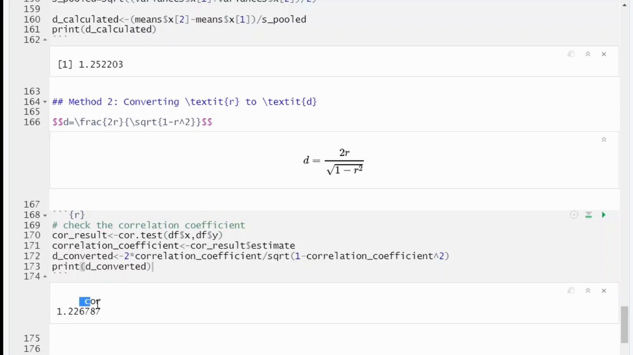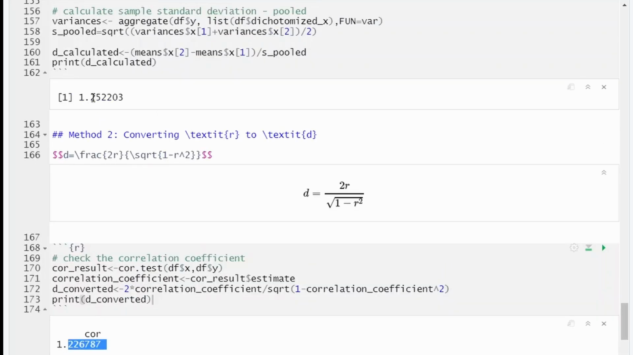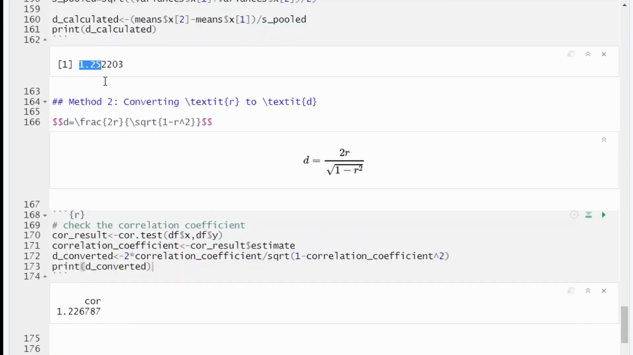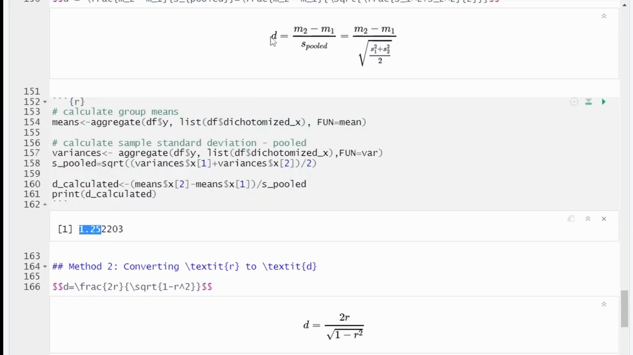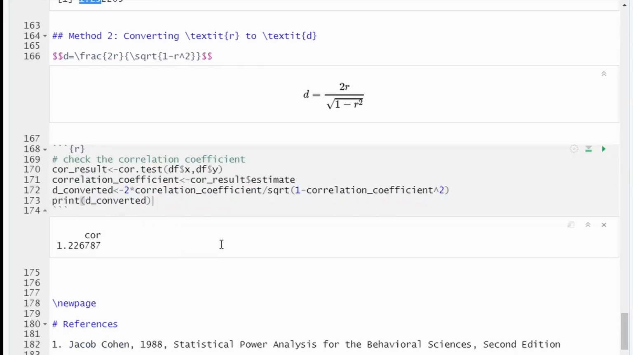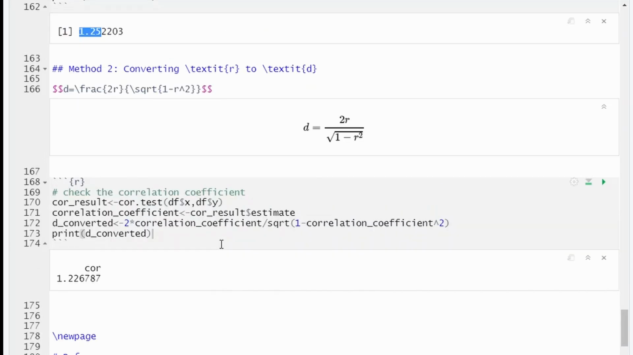This is not the correlation coefficient, even though the variable has the name cor. This is actually Cohen's d, but in the R code it uses the variable named cor. As you can see, this Cohen's d of 1.226 is pretty close to the Cohen's d you would directly calculate. So we use the conversion method and got a similar Cohen's d value to what we got using the direct formula. So they're pretty close. So you can see that there's some connection between Cohen's d and correlation coefficient r.